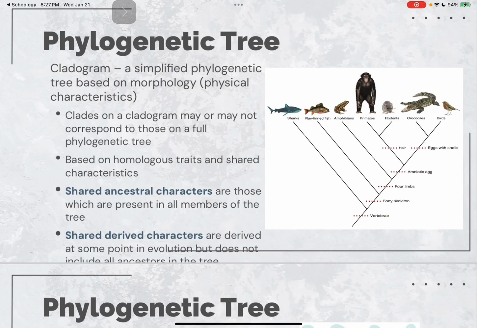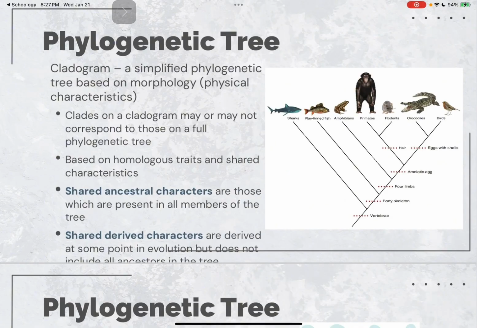A cladogram. This is our other version of our trees and classification. So this is a simplified phylogenetic tree, and it's based on morphology, so physical characteristics. And again, we have clades on the cladogram, and these may or may not correspond with those on a full phylogenetic tree. It varies. And again, the cladograms are based on morphology, so physical structures. So these are going to be homologous traits that are shared characteristics. So it could be shared ancestral characteristics, so those which represent all members of a tree. And it could also be shared derived characters that are derived at some point in evolution, but that doesn't include all ancestors on the tree.